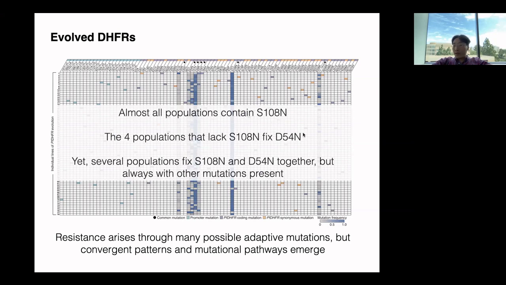But we also observed some interesting features, which are summarized here. So there are a few populations that lack S108N entirely, and instead fix this D54N mutation. But D54N, even though it's always fixed when S108N is lacking, it's also sometimes fixed when S108N is present. And so this gave us some sense that there might be an interesting synergy, or at least rather conflict, between S108N and D54N that could be resolved by other mutations, and we wanted to explore this further.